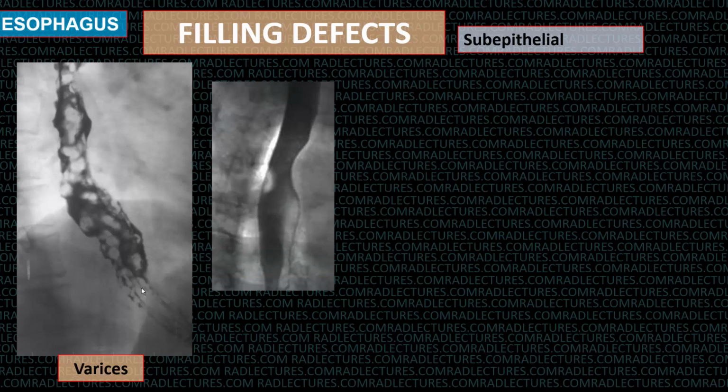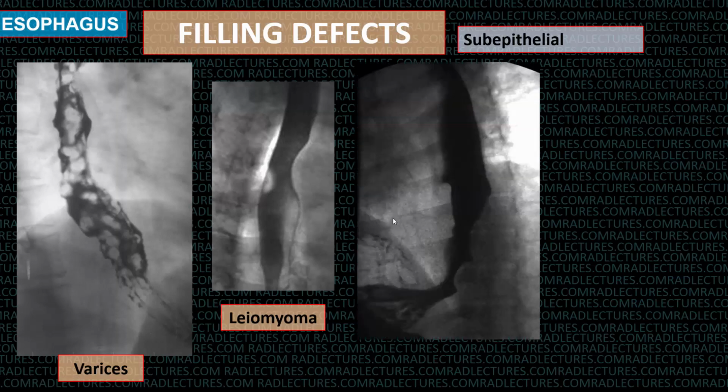Now, another subepithelial filling defect can be caused by leiomyoma. It's a small, cute little tumor filling defect, very smooth, no mucosal destruction, and the sulcus angle is either obtuse or it's almost right angles. The center of the thing is kind of here if you drew a circle. So again, a rare subepithelial tumor of the esophagus, but it can occur.